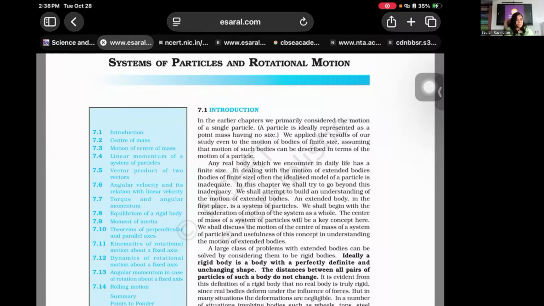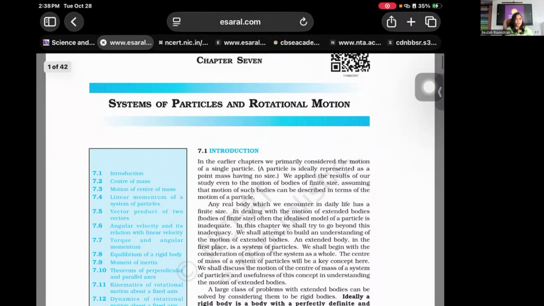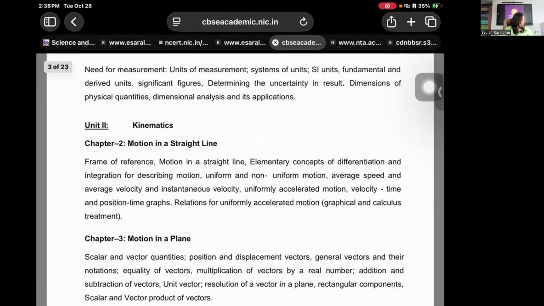Hello, my dear children. Today's topic is system of particles and rotational motion. This is our topic today. So before that, I want to explain to you about the syllabus. What are all the revised syllabus here? The CBSE syllabus is given in this.